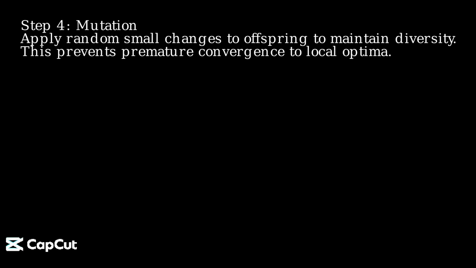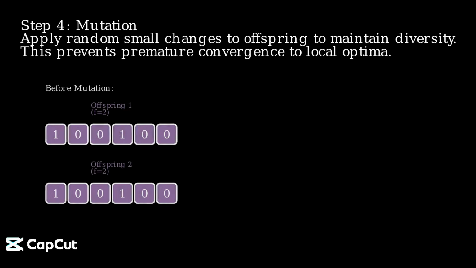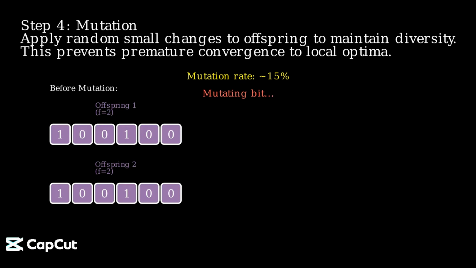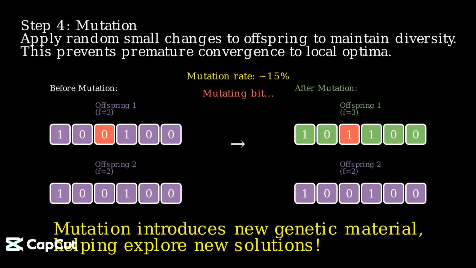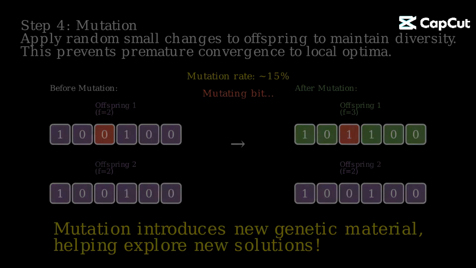Crossover combines existing genes, but mutation creates entirely new genetic material. We randomly flip bits with a small probability, about 15%. Watch this bit change from 0 to 1. This might seem chaotic, but it's essential. Without mutation, we could get stuck. Imagine if all our individuals converge to the same local optimum. Mutation keeps doors open, explores uncharted territory. The mutation rate is carefully tuned. Too high, and we're just random searching; too low and we stagnate. It's a delicate balance. Now these mutated offspring replace the worst individuals in our population, and we repeat this cycle.